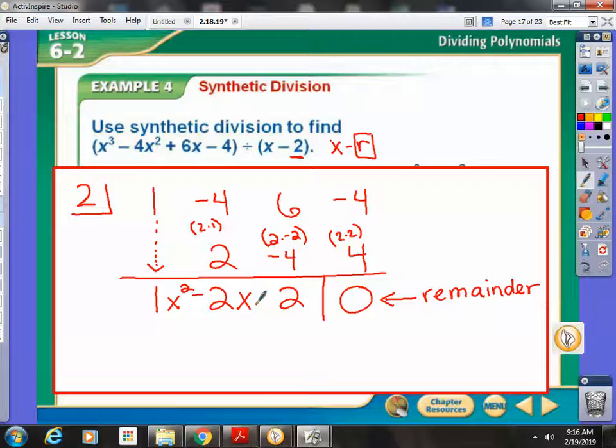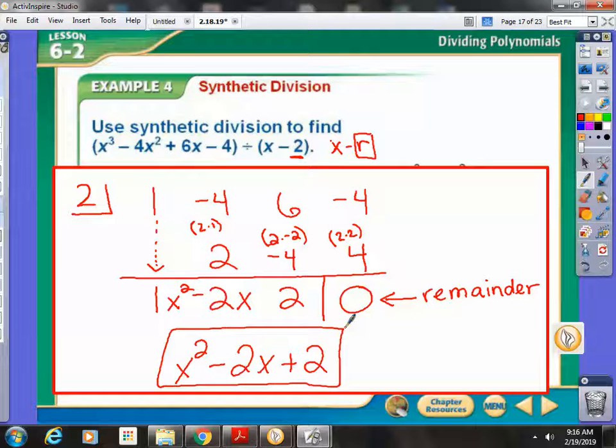Now I don't want you to leave it like this. I want you to go ahead and write it with plus and minus signs in there. So I've got 1x squared, or x squared, minus 2x plus 2. Again, I don't have to worry about the remainder because it was 0.